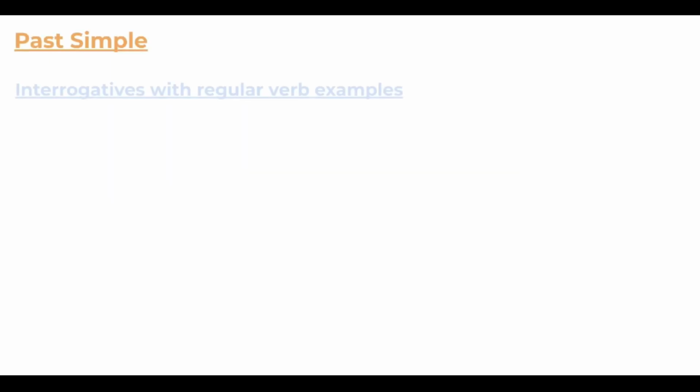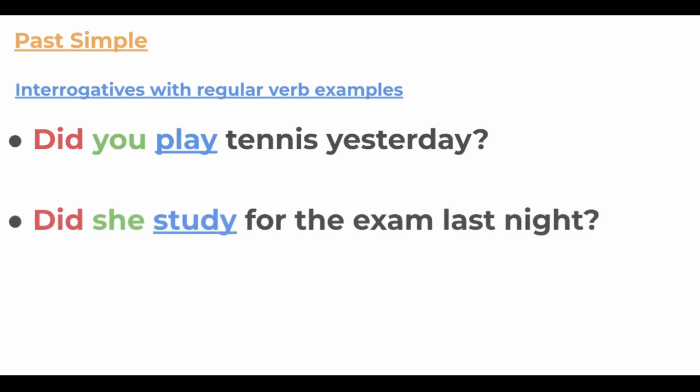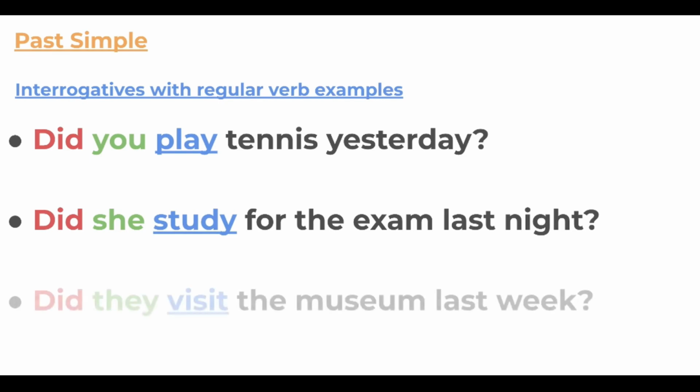Let's see it in action. We've got a question like, did you play tennis yesterday? There we go, you can see that structure there. Did she study for the exam last night? Did they visit the museum? So did followed by subject followed by the base form of the verb. Like with negatives, we use that base form.